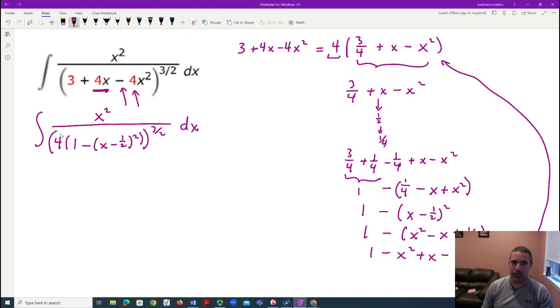You can do something with the 4. I would take the 4 all the way out. Note that 4 to the 3/2 is 2 to the 3rd, so it's actually just 8. So I would want to write 1/8 out here. That's 4 to the 3/2. Let's keep things as simple as we can.